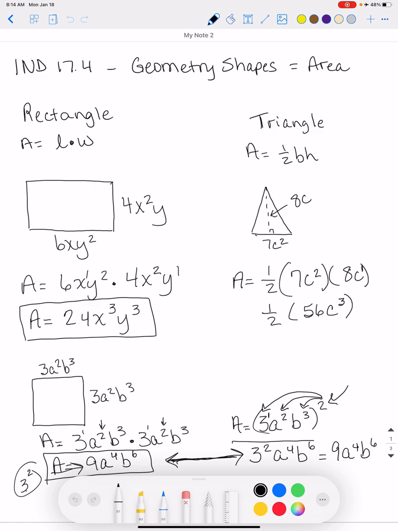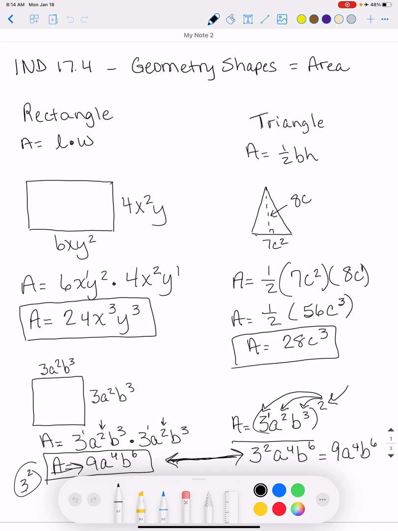And then the last step is to distribute that 1/2 through the monomial that's left. Well, you don't have to worry about taking 1/2 of c cubed because you don't do that. You just take 1/2 of the number. So what is 1/2 of 56? It's 28, right? 28 c cubed, and that's your answer.